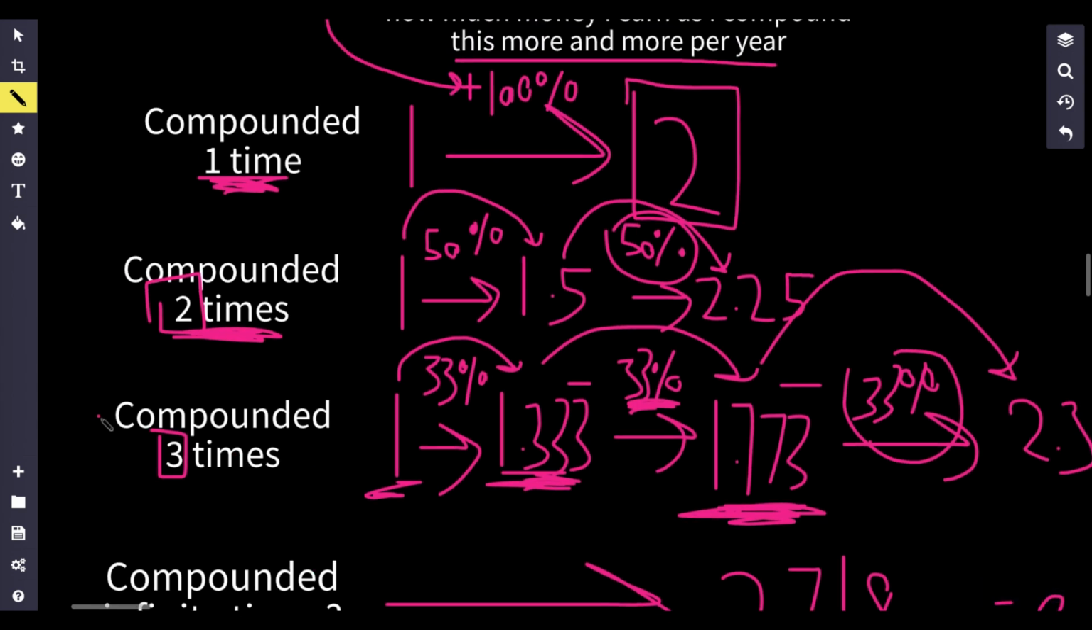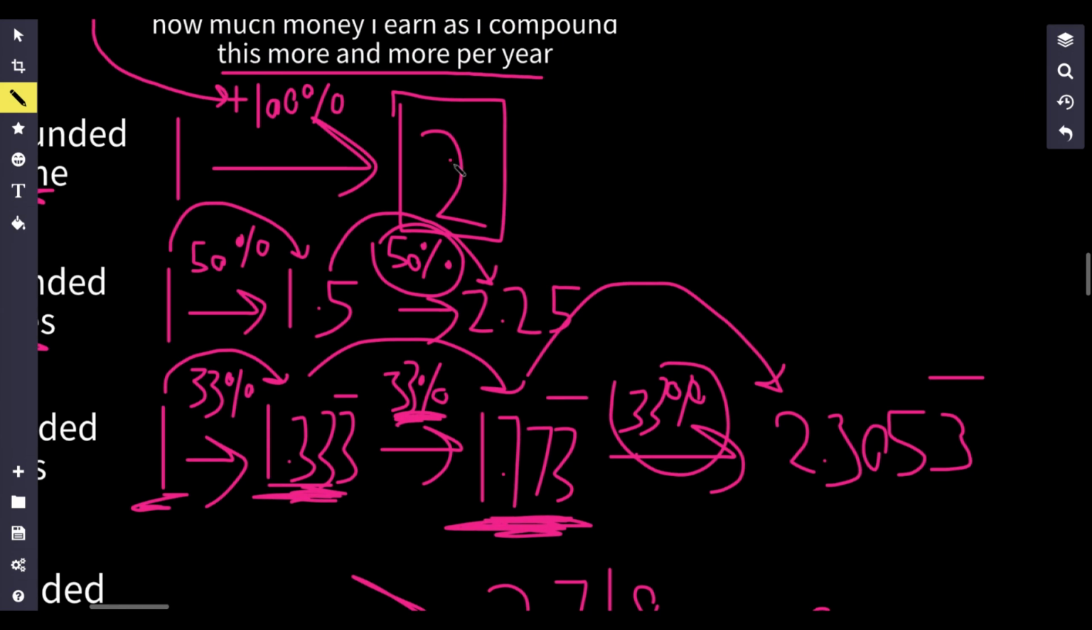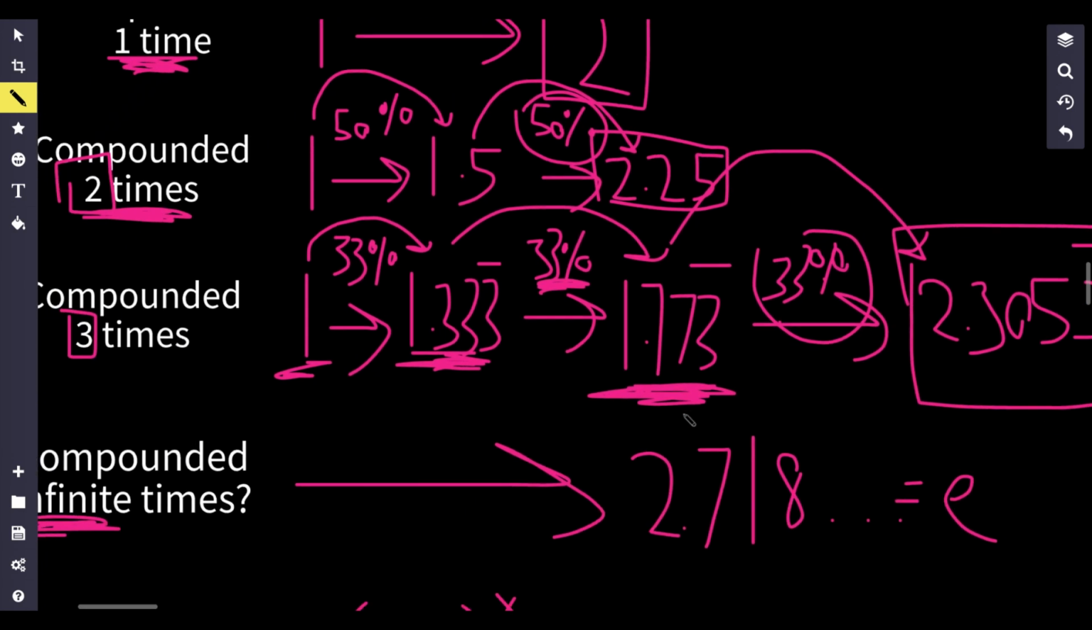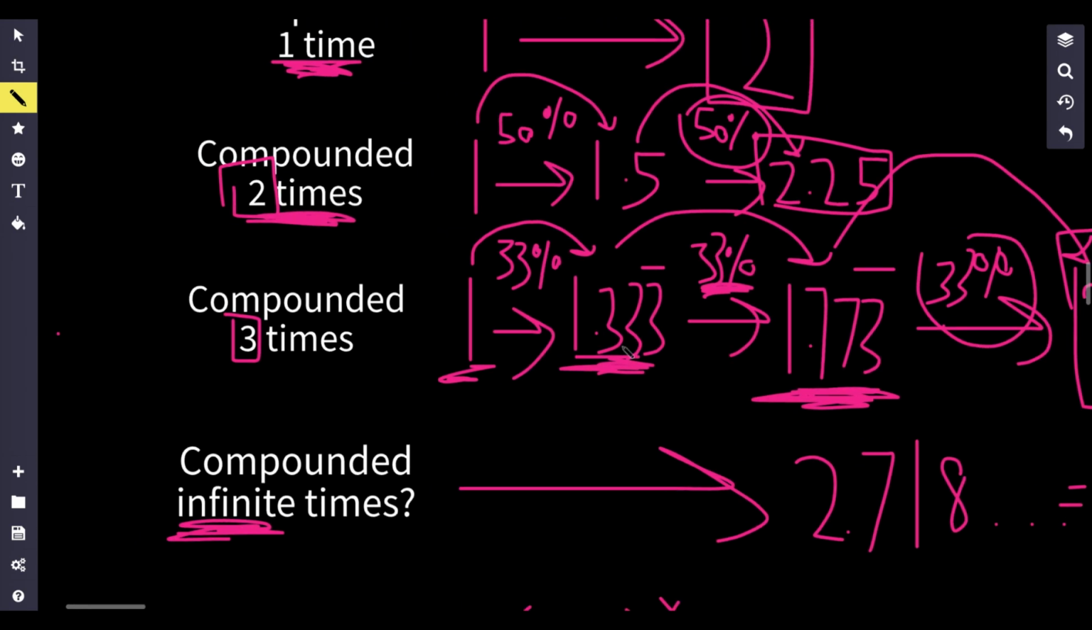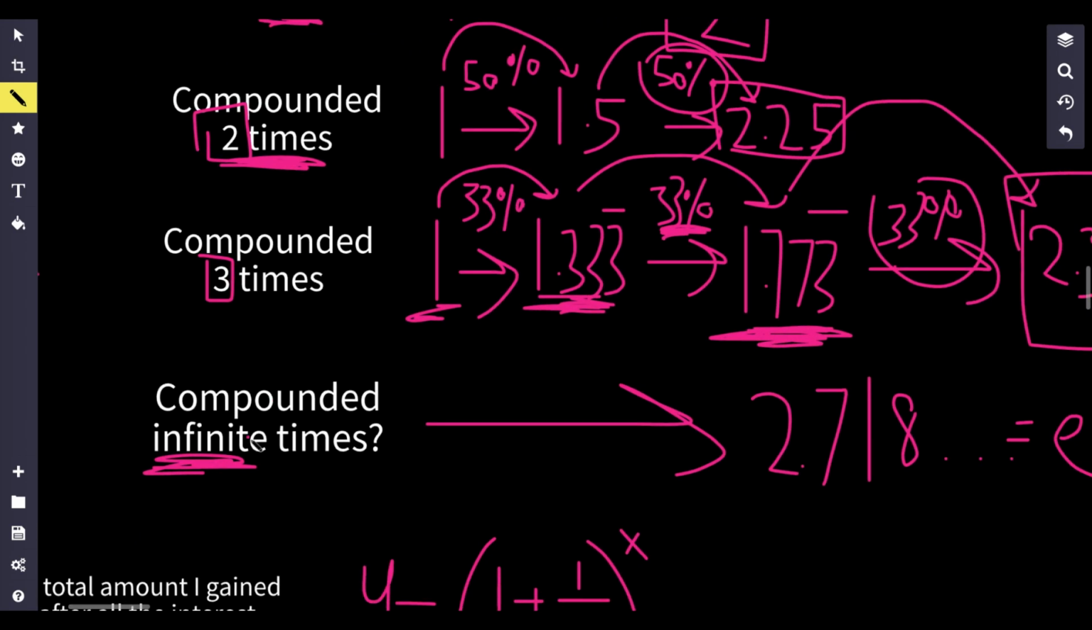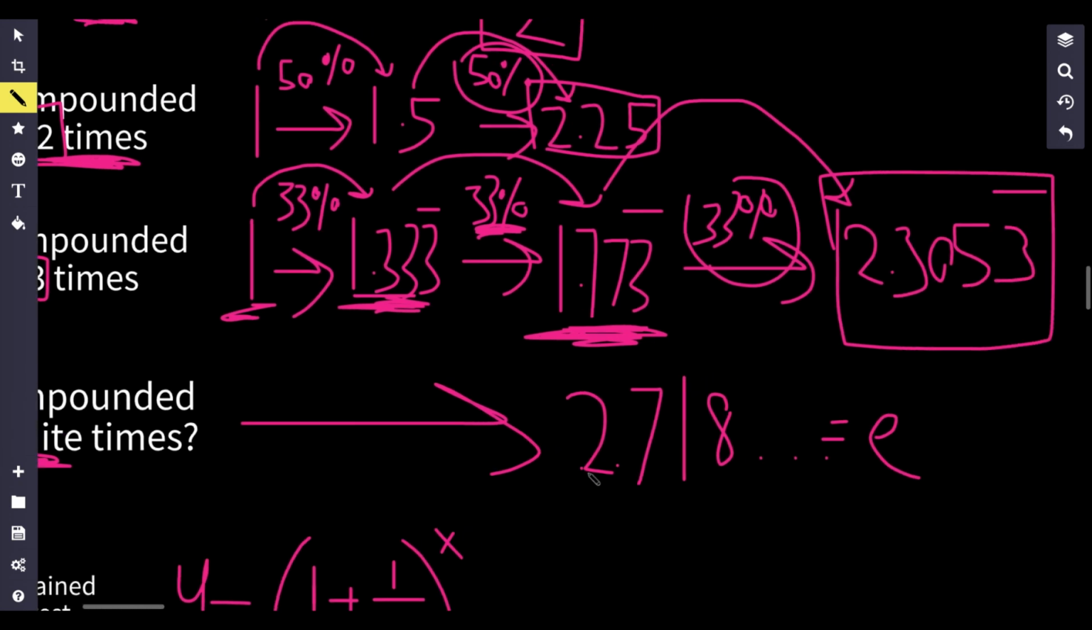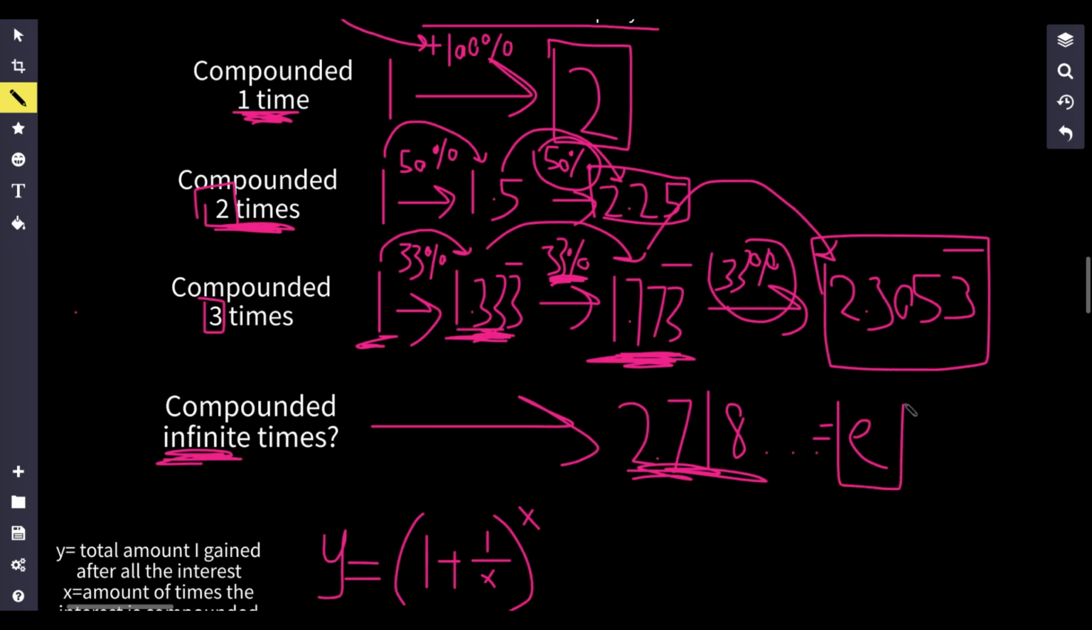And what happens if you compound this infinitely many times? It seems like if we compound this more and more, we get a bigger number. We originally got 2, then 2.25, then 2 point something. So if we compound this infinite times, we actually approach 2.718, which is E. All right, so this is where the number E comes from.